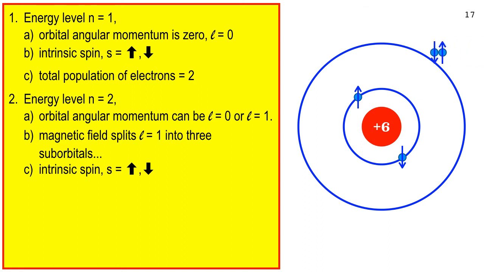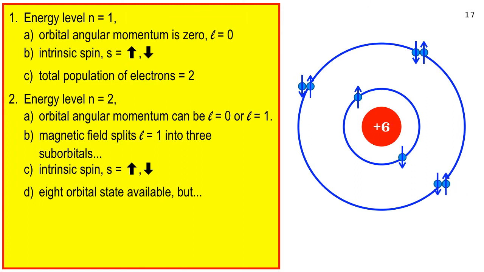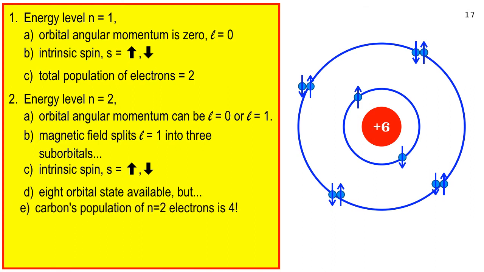And so the 8 orbital states are available. There they are. There's 8 more at n equals 2. There's 2 for L equals 0, and then there's 6 more for L equals 1, split into 3 suborbitals. So you can think of it as being split into X orientation, Y orientation, and Z orientation. All right, so 8, but carbon only needs 4 up there.